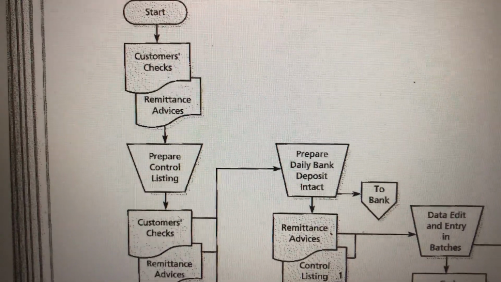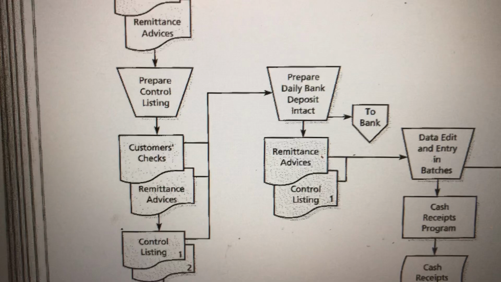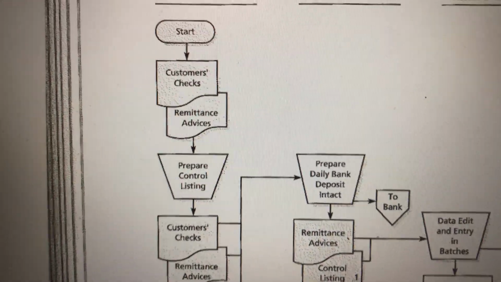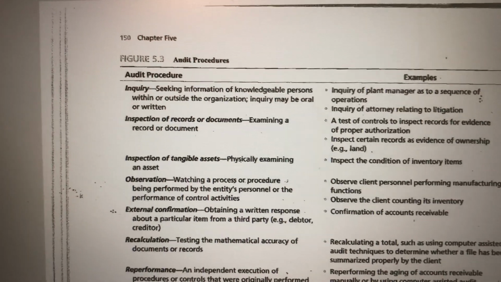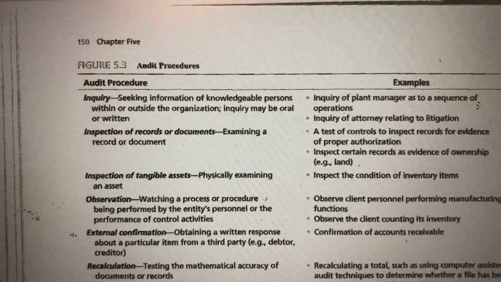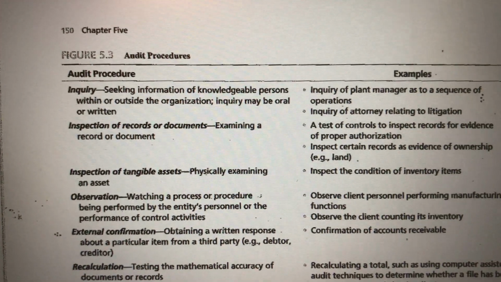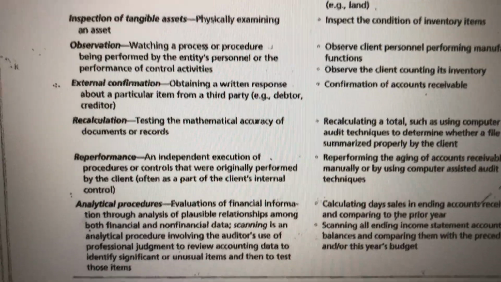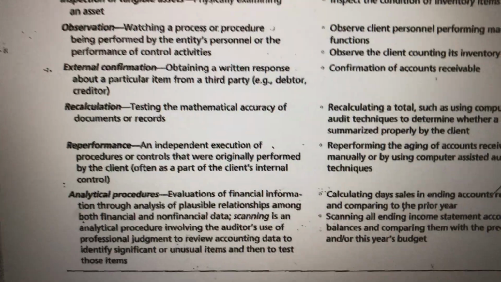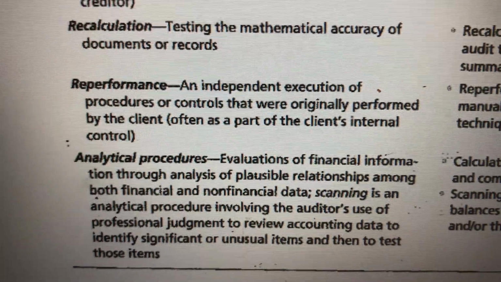Okay, it just works you through the mental process of what's involved. So take a look at that page. And then there's another page, audit procedures from the book. Okay, page 150. Notice where we are, look at some of those. You'll have some of these terms in multiple choice. And then next week we're going to look at analytical procedures.